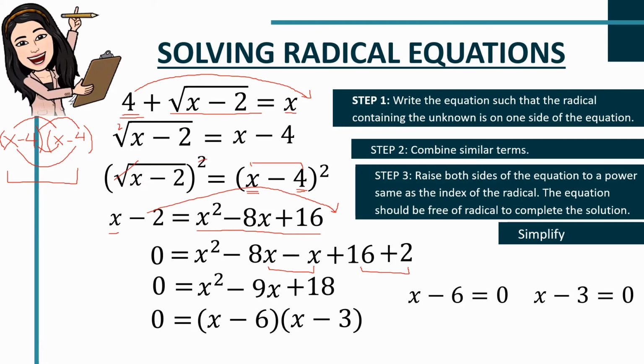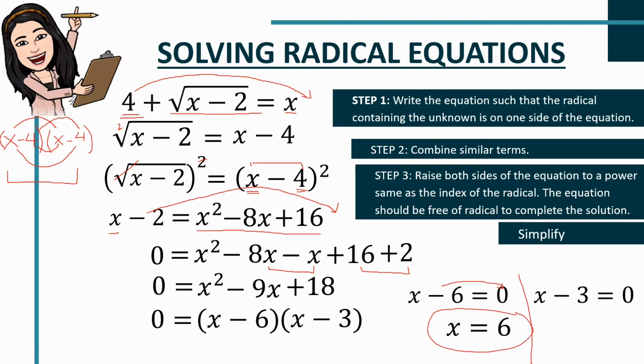So, x minus 6 equal to 0. Para makuha natin or masolve natin, ito, transpose natin si negative 6 to the other side para makuha natin ang value ni x. So, that would be x is equal to negative 6 will become positive 6. So, therefore, we have x is equal to 6.